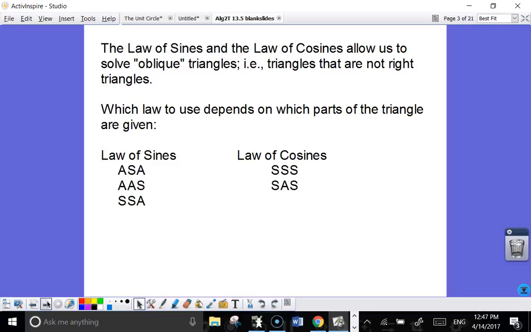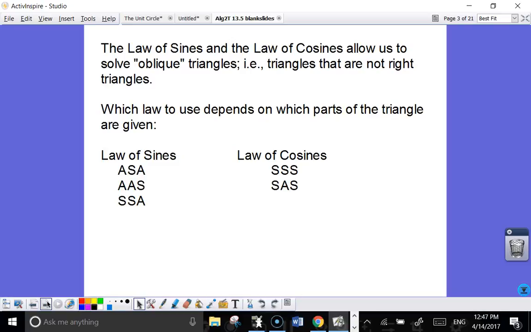And this is very familiar to geometry days when you used to prove two different triangles were congruent, right? You would say like side angle side, side side side, right? So these are the circumstances, using those same kind of terms, for when you use the law of sines and when you use the law of cosines.